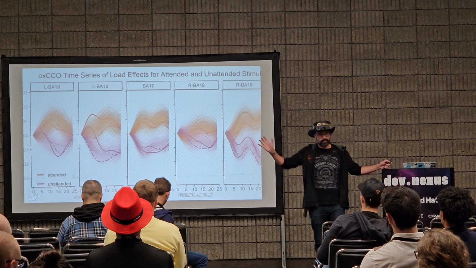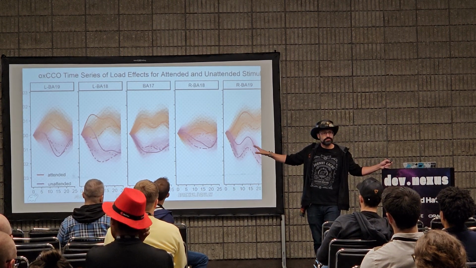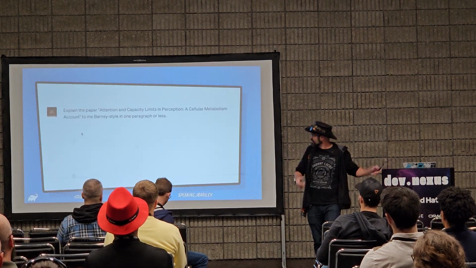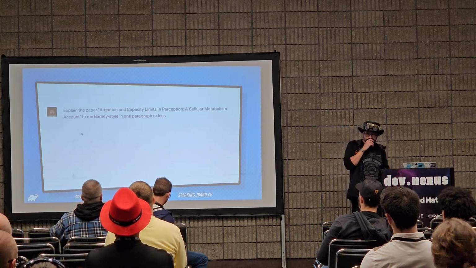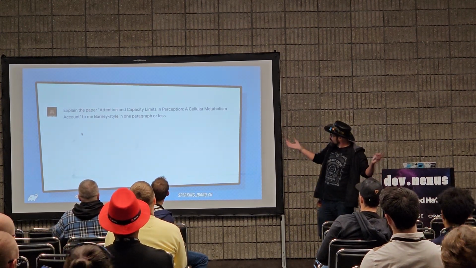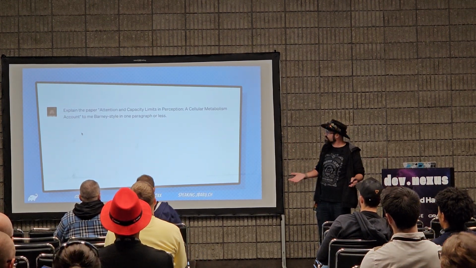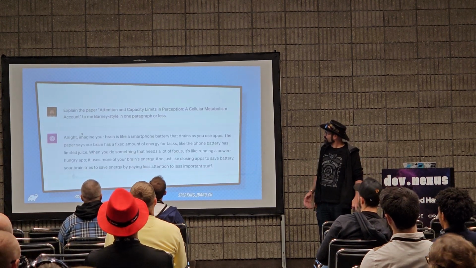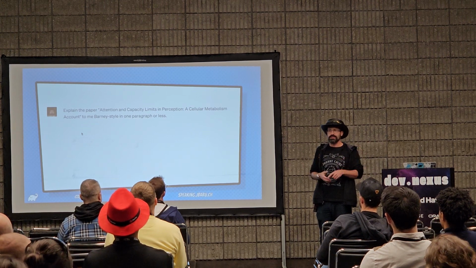And what do we do when we don't understand scientific stuff? What do we do? How do we make sense of that? Simplify. ChatGPT. Thank you, Evgeny. ChatGPT. Right, so explain the paper, Attention, Capacity Limits in Perception, a Cellular Metabolism Account to me, Barney style, in one paragraph or less. You know what Barney style is? The Americans probably know.